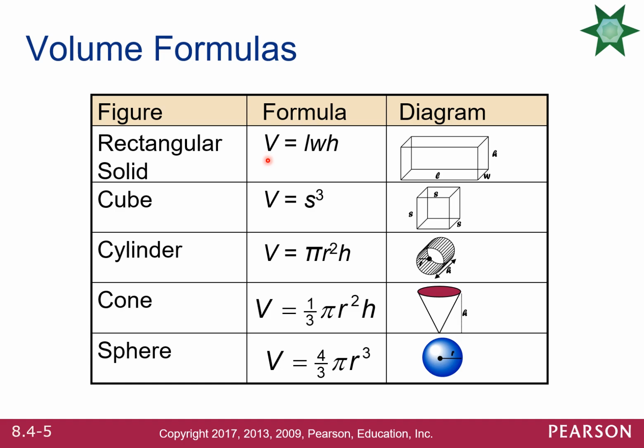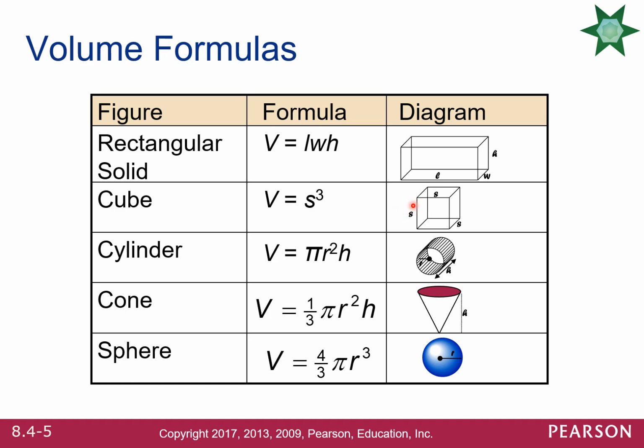And to find the volume, the formula is length multiplied by width multiplied by height, right? So that measurement would tell us the capacity of the box, how much you can stuff into the box. So a rectangular solid has different measures for the length and the width as well as the height, right? So we have to take each of those different measures and multiply them to get the volume of the rectangular solid. The next one is a cube.